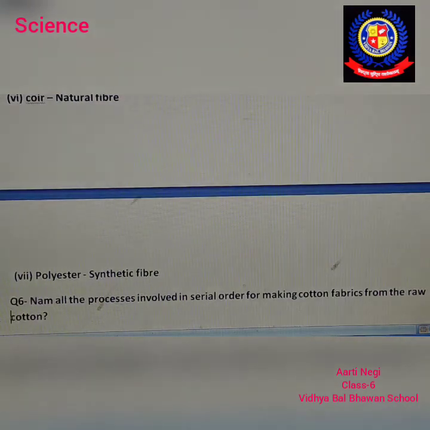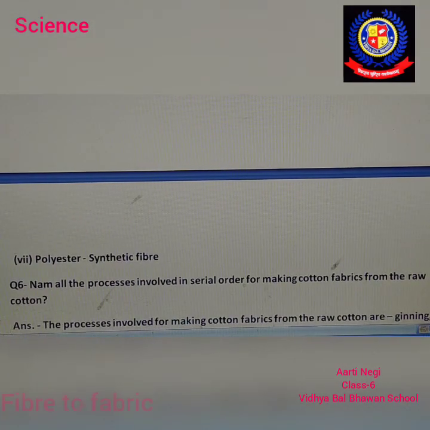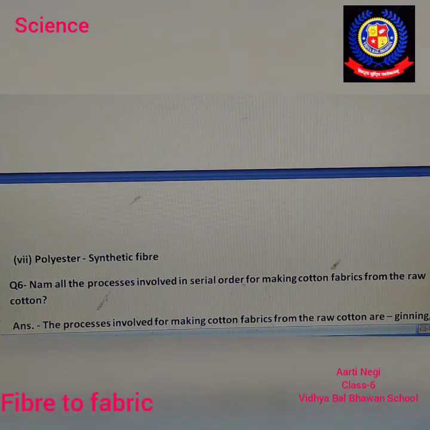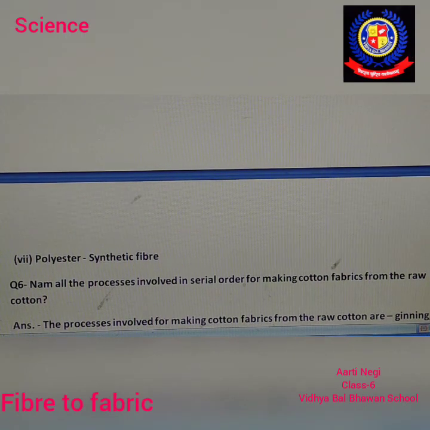And the next option given here is polyester. Polyester is a synthetic fiber because it is a man-made fiber. Now come to students, question number 6.